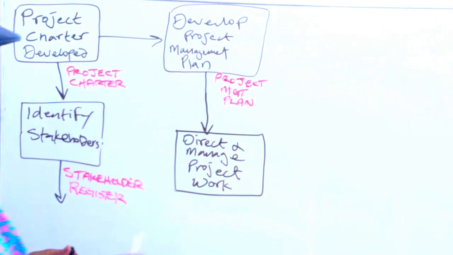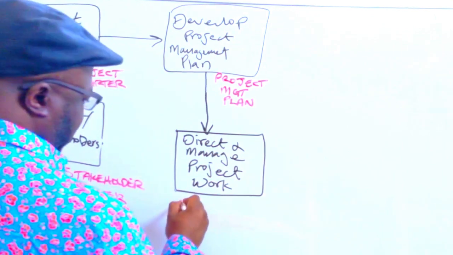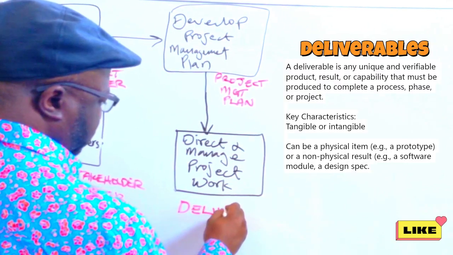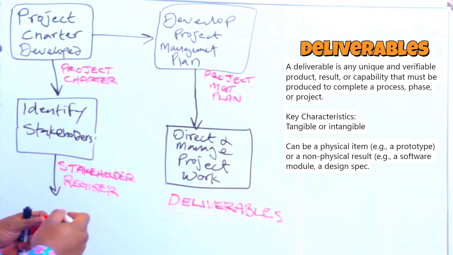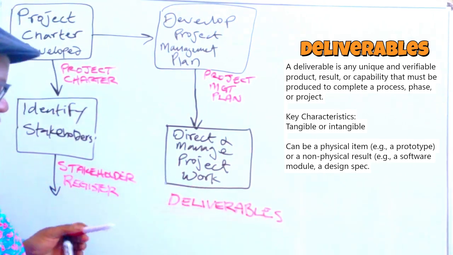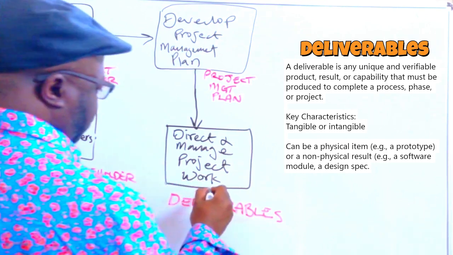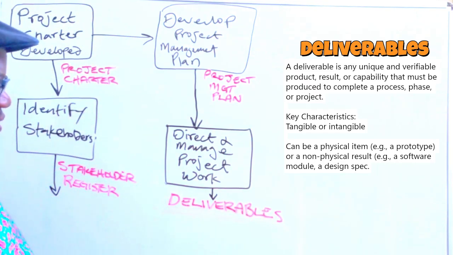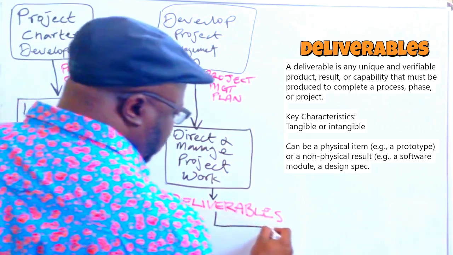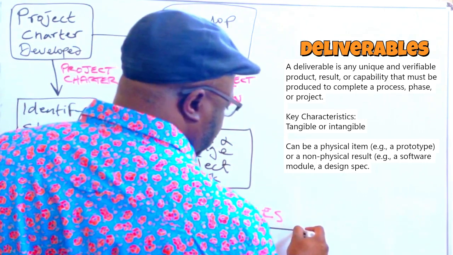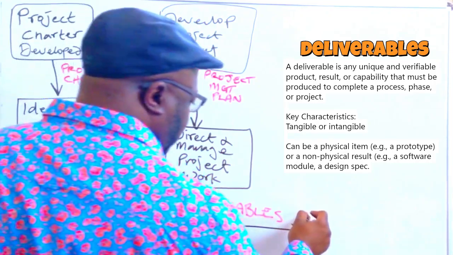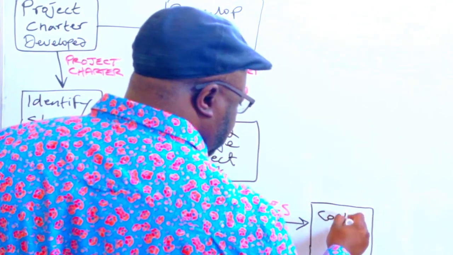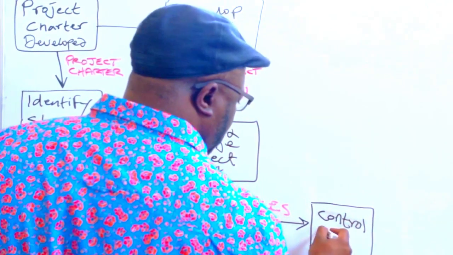Now, as a result of the direct and manage project work process, we get an output known as deliverables. All right, we get deliverables as a result of carrying out the work. Deliverable just means it's a product, it's a service, or a result of some sort. When we get deliverables as an output, these deliverables will then go to a process known as control quality.